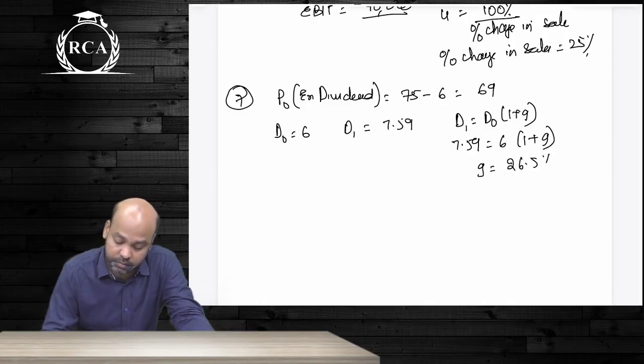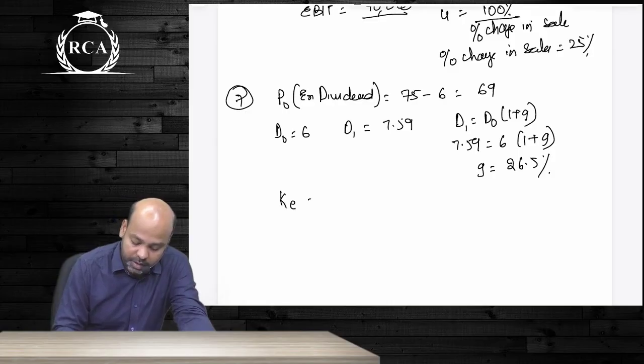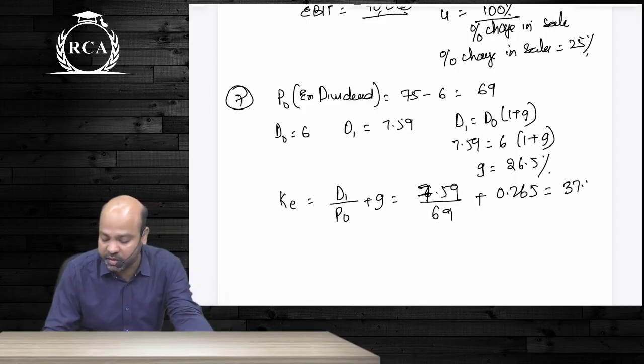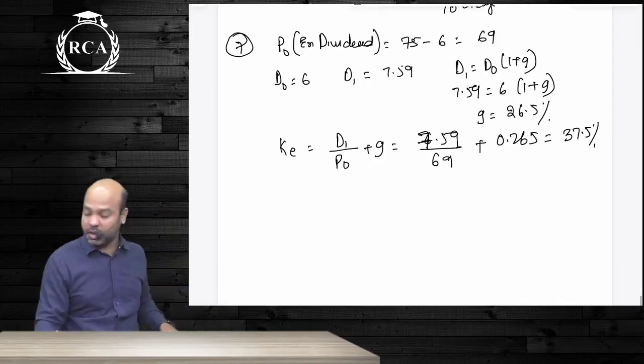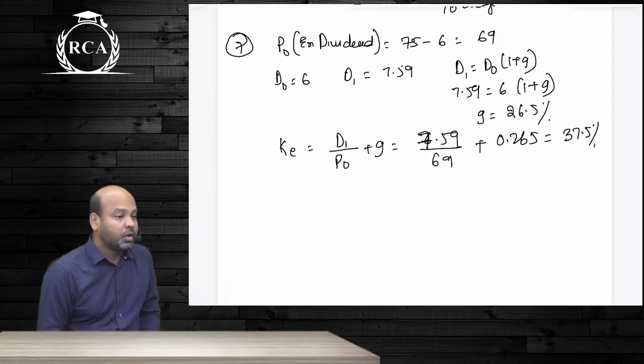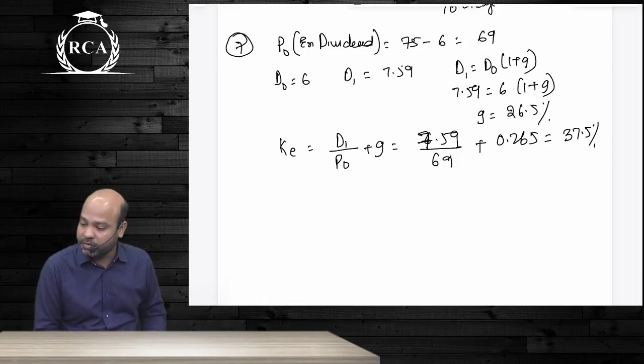26.5%. Now cost of equity beta will be equal to D1 divided by P0 plus growth rate. 7.59 divided by 69 rupees plus 0.265. 0.375 guys, that is 37.5%. This will be your cost of equity guys. You convert your cum dividend price into ex dividend guys. Once you do that as such beta, you will have to compute growth rate. क्या doubt है beta?